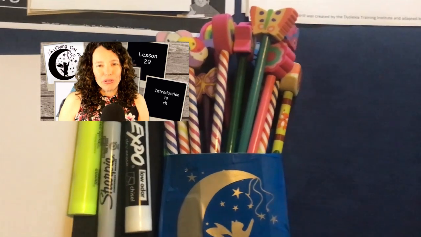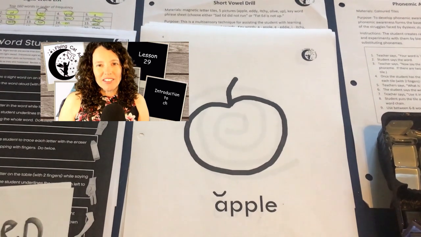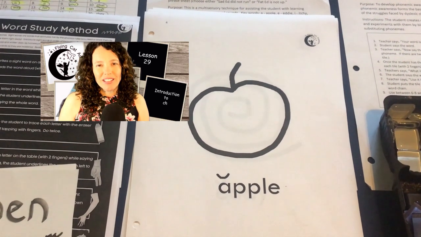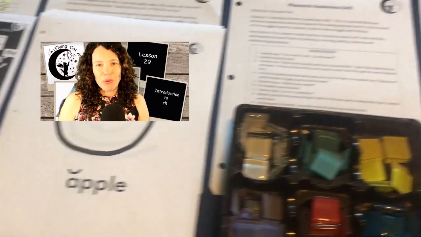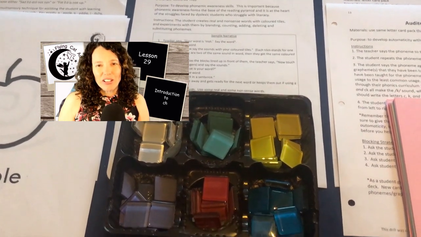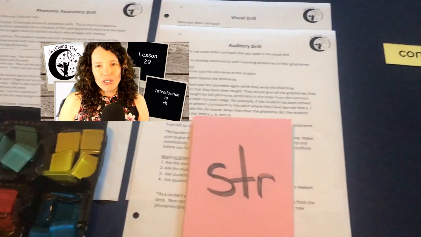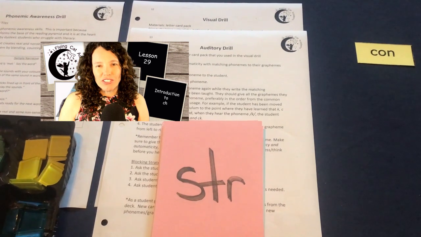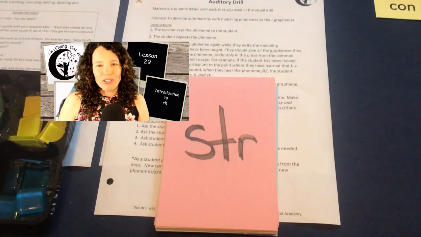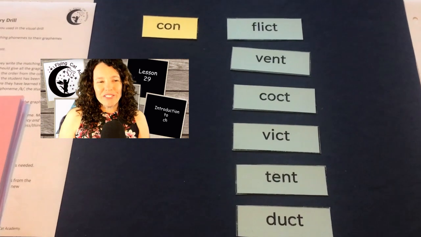For the short vowel drill, you are going to need the teacher instruction sheet, the keyword pictures, and the keyword sentence. Moving on to the phonemic awareness drill, you'll need the teacher instruction sheet and the colored tiles for the student. For the visual drill and the auditory drill, you'll have the teacher instruction sheet and the card pack for the student.